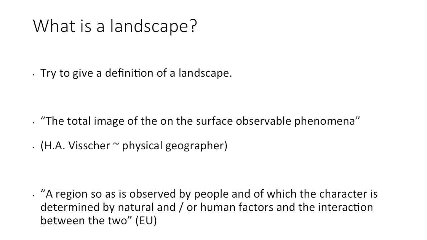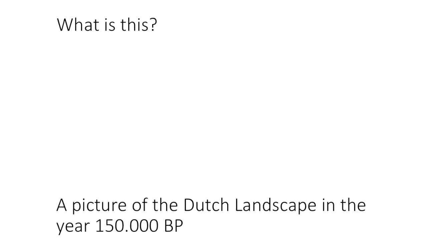And the European Union goes into this a little bit more in detail, and they say a region as is observed by people, so again you have to be able to see it, and of which the character is determined by natural and or human factors and the interaction between the two. So there's a nature component to a landscape, and there's a social component, a cultural component, a human factor involved in shaping these landscapes.